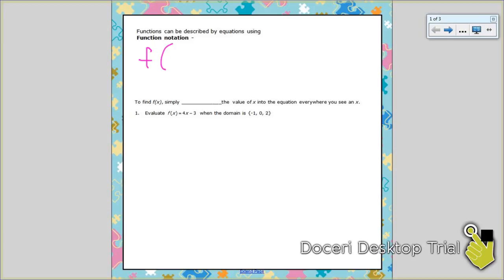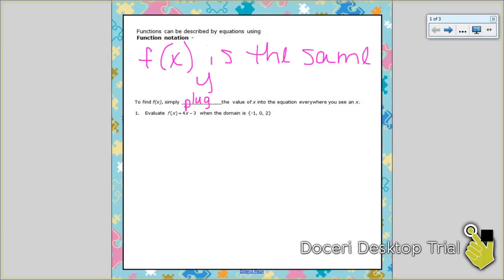Function notation looks like this. It's pronounced f of x, and it is the same thing as y. It just replaces the y in an equation. So instead of y, we put f of x. To find f of x, all we have to do is plug in the value of x into our equation everywhere we see an x and then do what it asks.